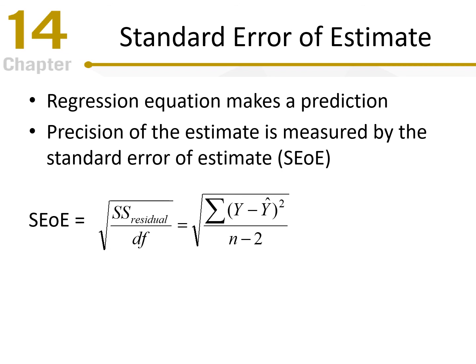Now, the stronger the correlation, the smaller the error in prediction, and therefore the smaller the standard error of the estimate. So the larger the correlation, the smaller the error in prediction, so the SS residual is going to be smaller, and if the SS residual is smaller, then the standard error of the estimate is going to be smaller as well.